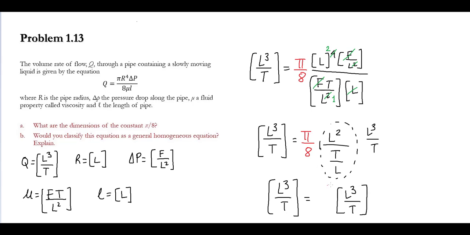Once again, proven that the constant pi over 8 is dimensionless. So notice that if we cancel these two sides, the dimension of pi over 8 will be equal to 1, which basically indicates that it is dimensionless. And since that is the case, this is a dimensionally homogeneous equation.